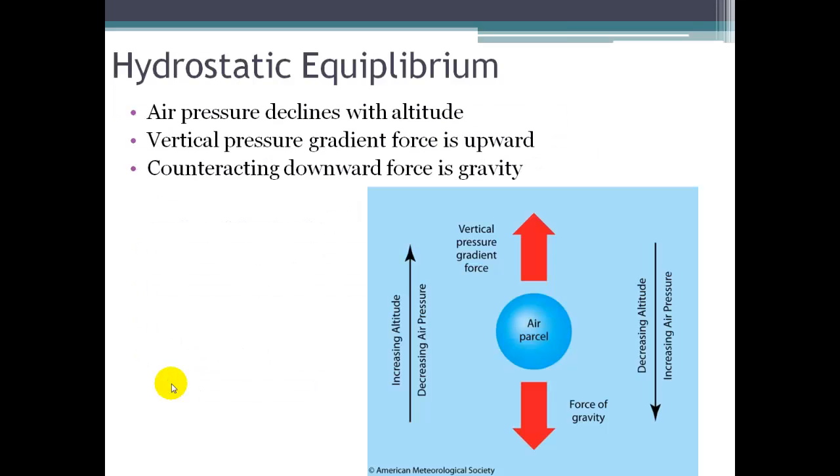So if we look at these two forces in combo, we get something called hydrostatic equilibrium, which is the balance between the force of gravity pulling an air parcel down towards the surface of the Earth versus the vertical pressure gradient force, which wants to pull that air parcel higher up in the atmosphere. So these two things are balanced. These two forces are balanced so that in general we have the air parcel staying right where it is.